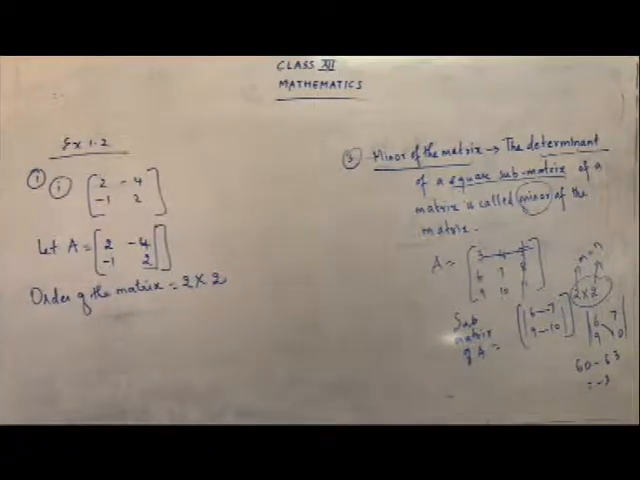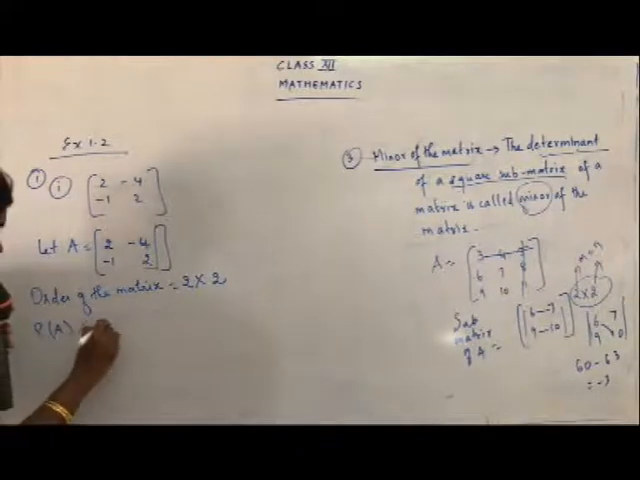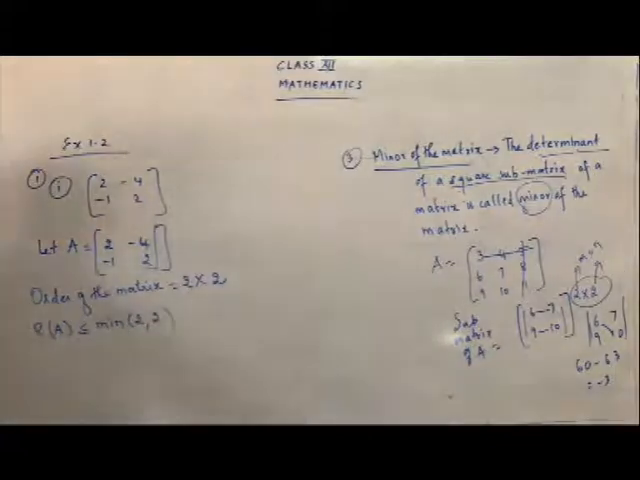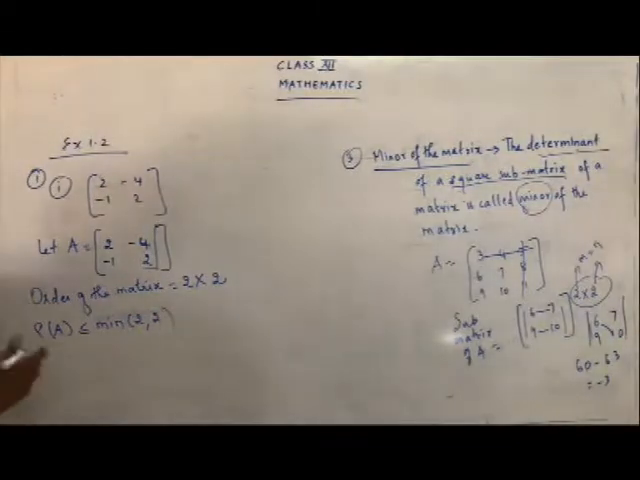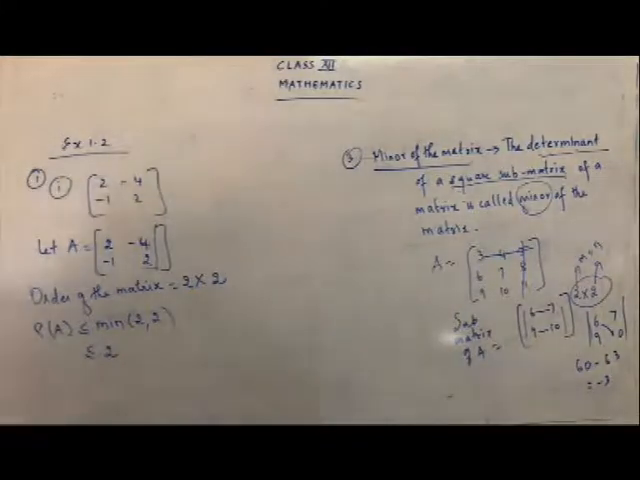Okay, then now we are going to write the definition. What is the definition for rank? The rank of A is less than or equal to the minimum of 2, 2. What is the minimum of 2, 2? The minimum of 2, 2 is equal to 2. We don't have any other bigger numbers over here. So the answer will be less than or equal to 2. So it may be 2 or less than 2.